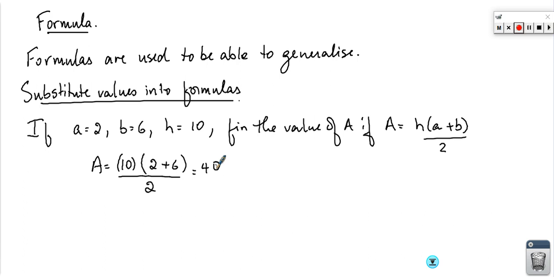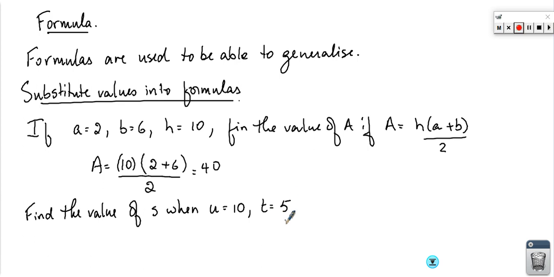Let's see another example. Find the value of S when u equals 10, t equals 5, a equals 10, in S equals ut plus 1/2 at squared. Again, that's a formula which some of you might be familiar with. It's used in physics, in linear motion.